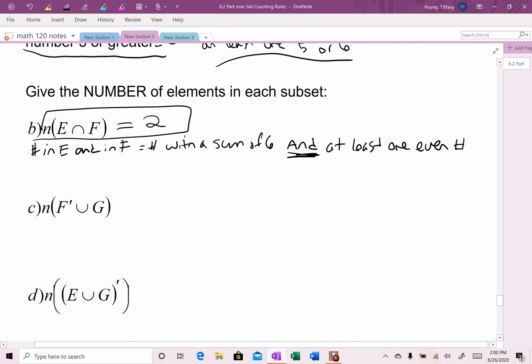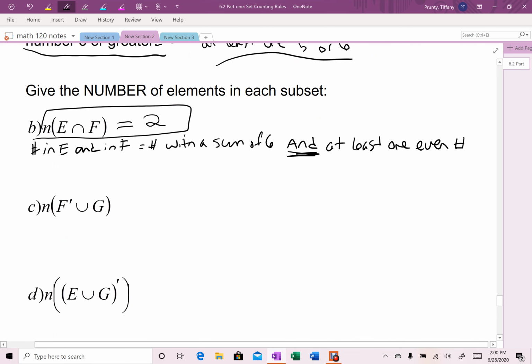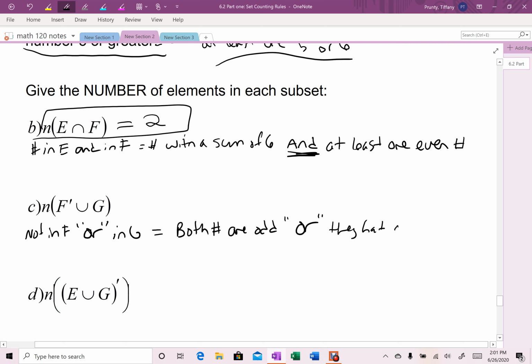So not F, which we actually have highlighted. All right, so not F or in G, right? I want not in F or, right, that's the or symbol. They can be in G. All right, so in words, not in F meaning both of them are odd, right? No even numbers. So both numbers are odd, or they have at least one number 6 or 5.